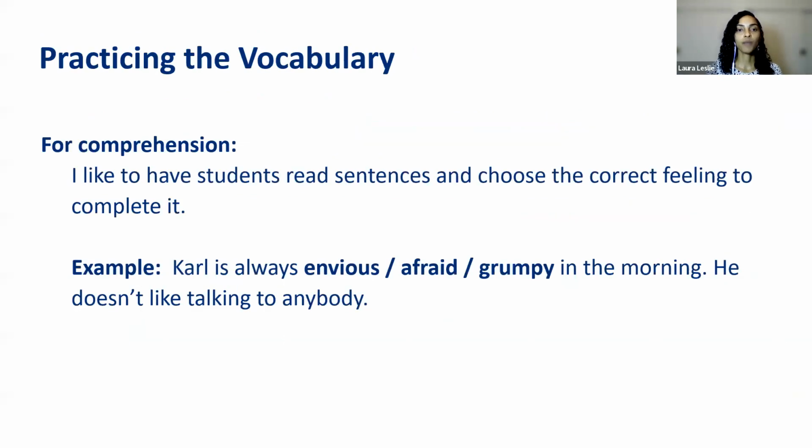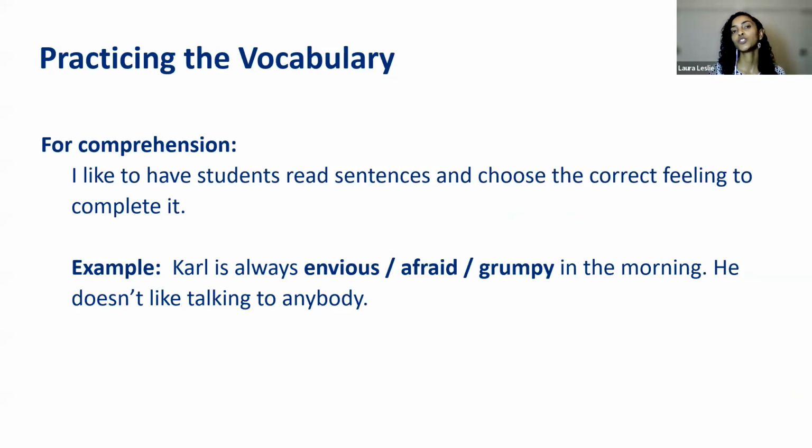All right, so for comprehension, I like having students read sentences and choose the correct feeling to complete it. I usually project these questions on the board and have students do them in small groups so they can help each other. But of course, you can always do it as a whole class or in pairs. So an example sentence: Carl is always envious, afraid, grumpy in the morning. He doesn't like talking to anybody.